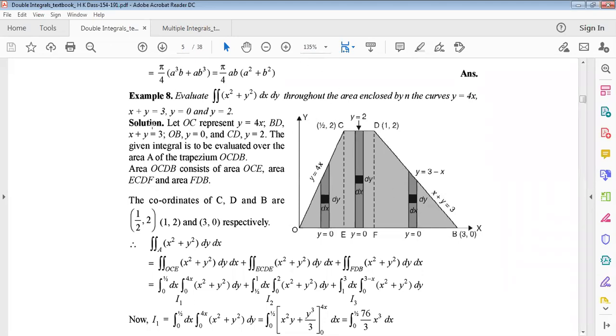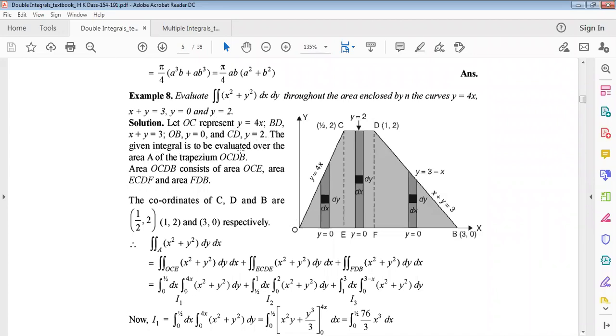Now y equals 0 is the equation of the x-axis, and y equals 2 is the straight line which is parallel to the x-axis. This is the parallel line.